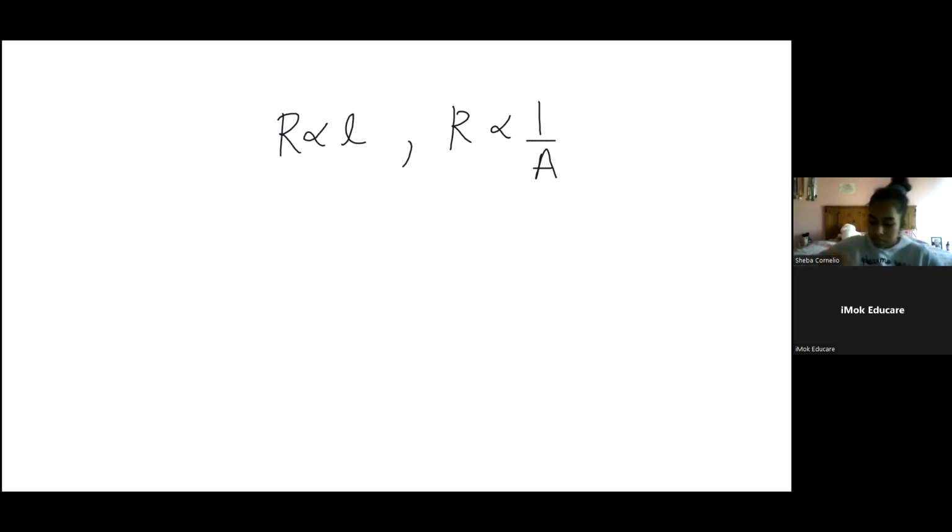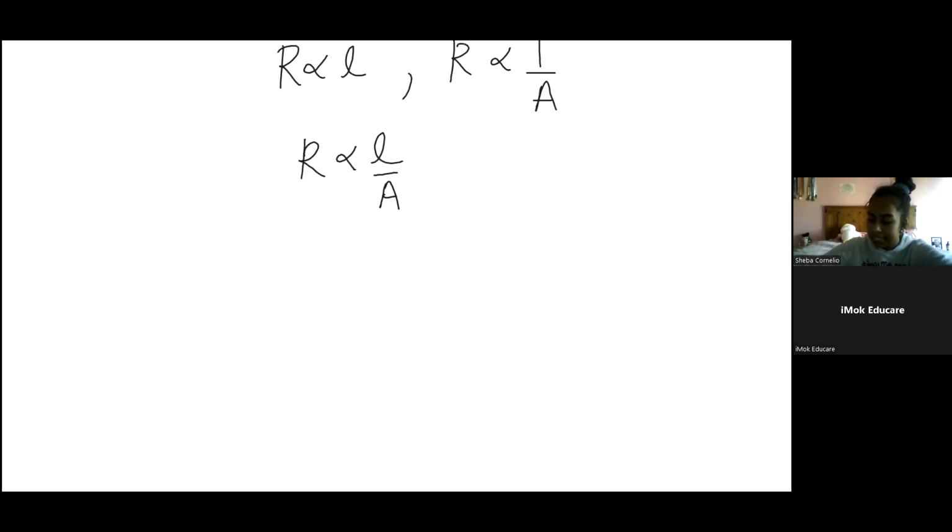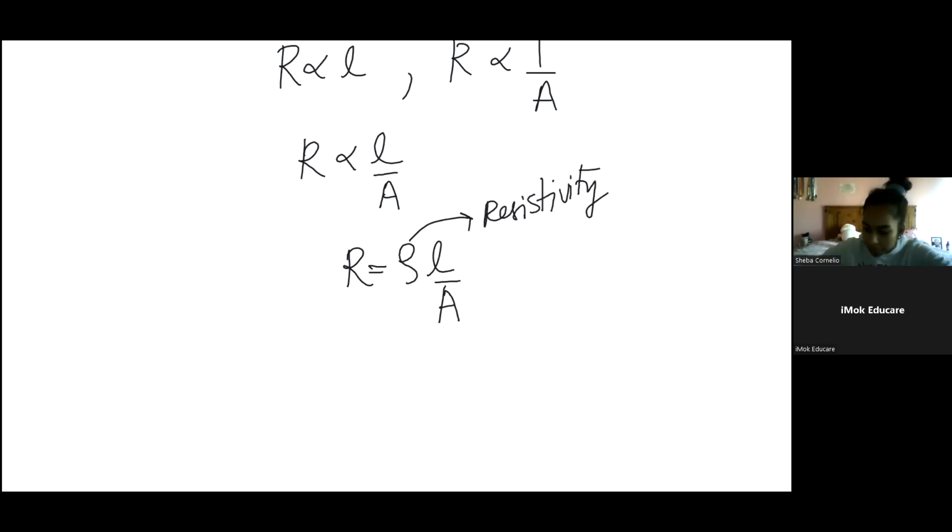Can I make a mixed proportion out of it? Now, I have not done the basics with you, but if you want to convert a proportionality into an equation, what do you need to do? If you want to convert a proportionality into an equation, you will have to put a constant. This is a math situation. So proportionality to equation, we always need to put a constant, and the constant in this case will be rho, which is called as a resistivity. Is this portion there for you? R is equal to rho L upon A.